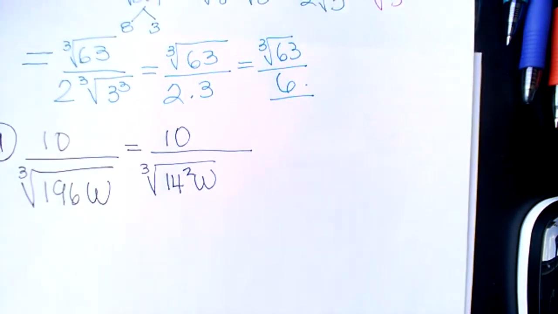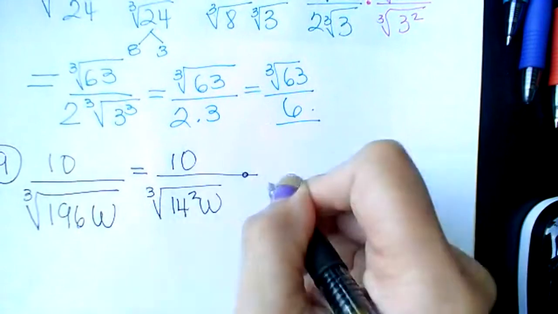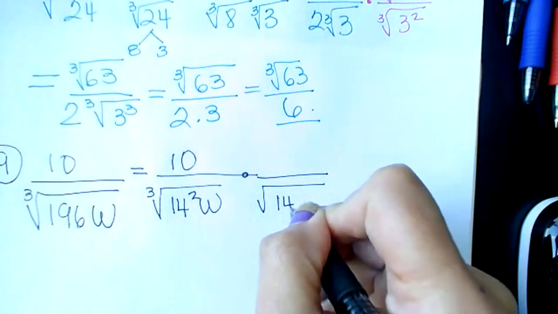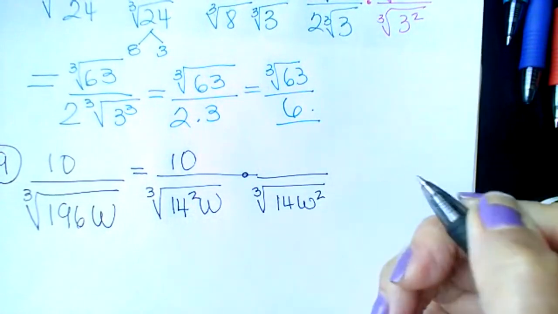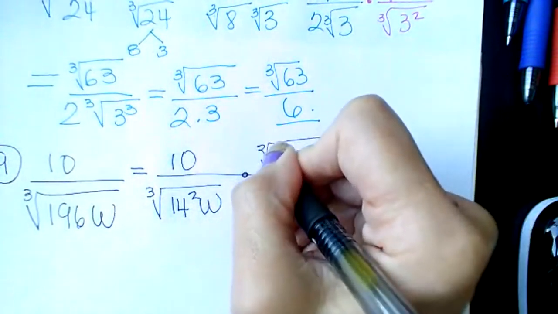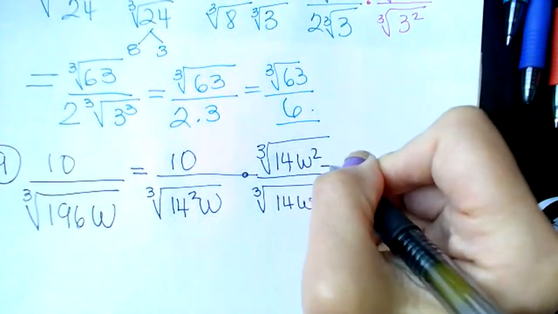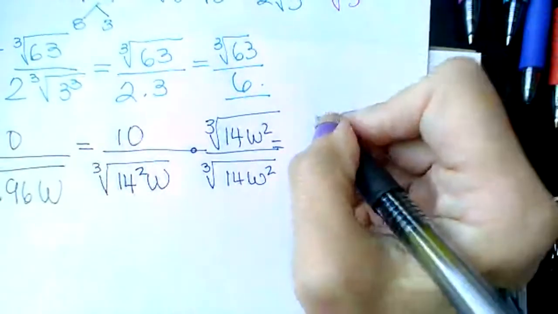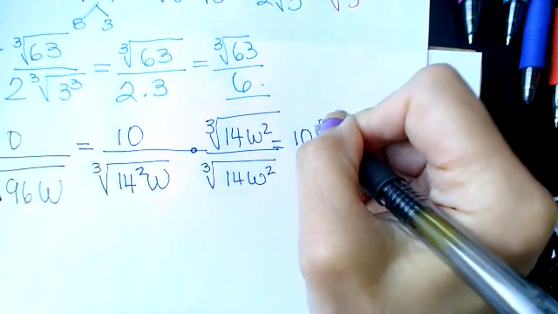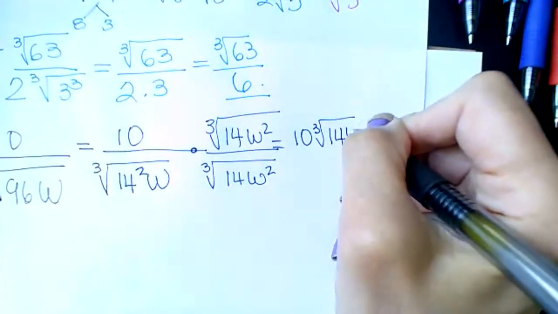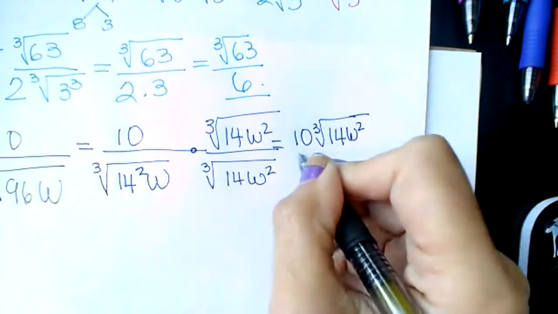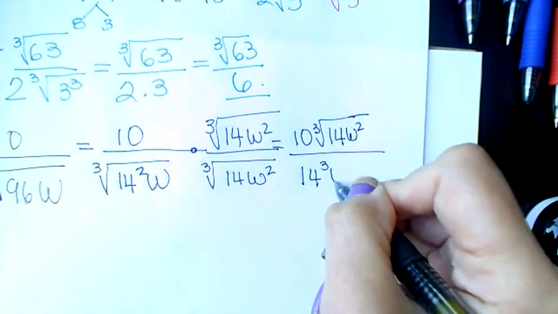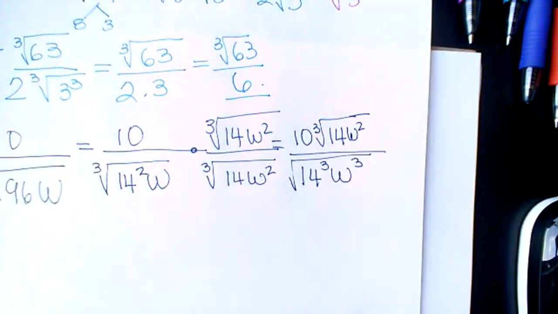And now, what do I need to do? Just multiply it. What would make a perfect cube? Another 14, right? And W, I need 2 more. So what I'm going to have on the top will be 10 cubic root of 14 times W squared. And on the bottom, I'm going to have what? 14 to the third power and W to the third power. Okay?